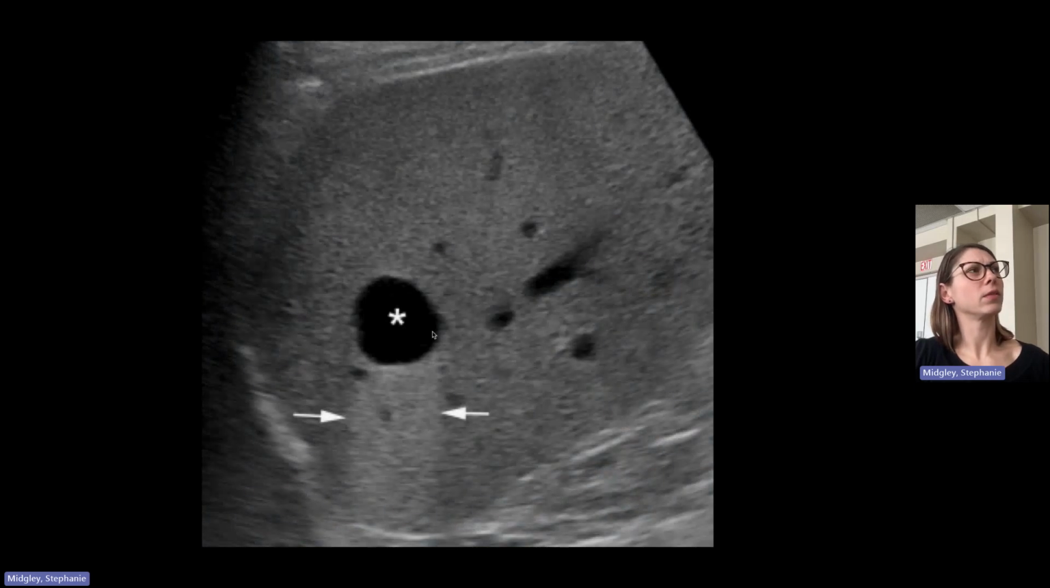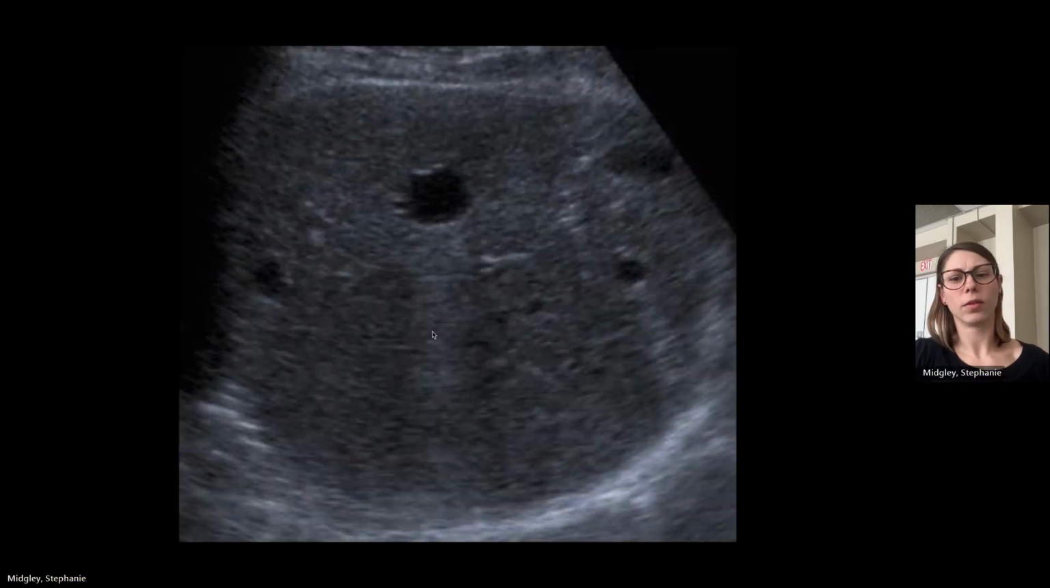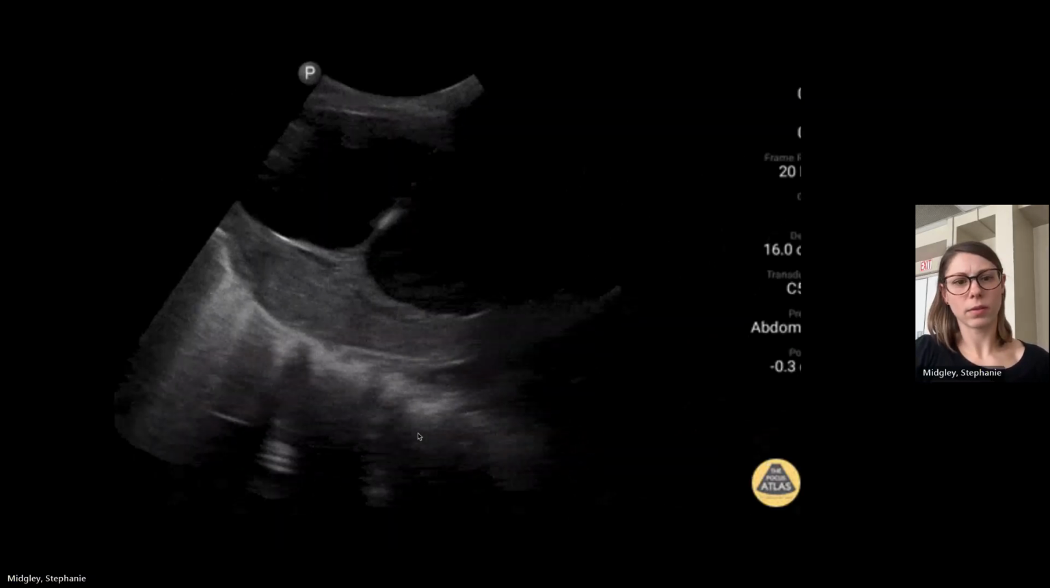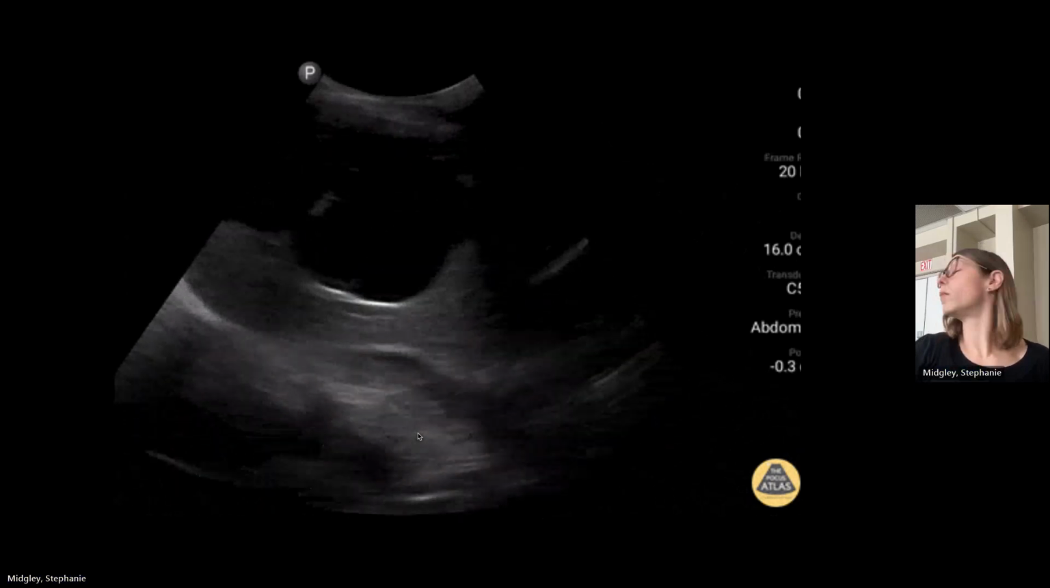It's the same thing as this one. We see them in the kidneys all the time. Yeah, just a liver cyst, right? So smooth walled, anechoic, posterior acoustic enhancement. We'll go over it.